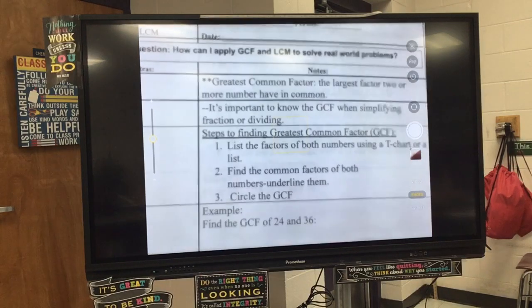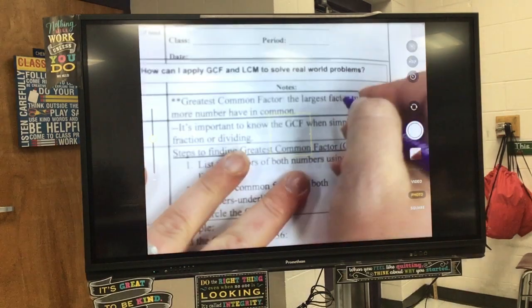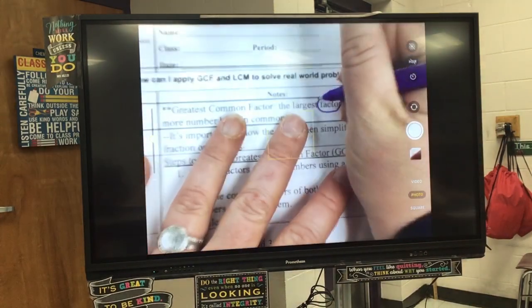So, your essential question is, how can I apply GCF and LCM to solve real world problems? That's where we are getting by the end of today. So when you're finding the GCF or the greatest common factor, you're looking for the largest factor for two or more numbers. Now, this word right here, what does that mean? What does factor mean?